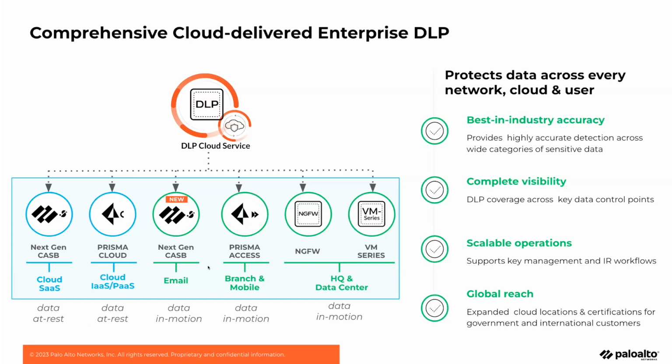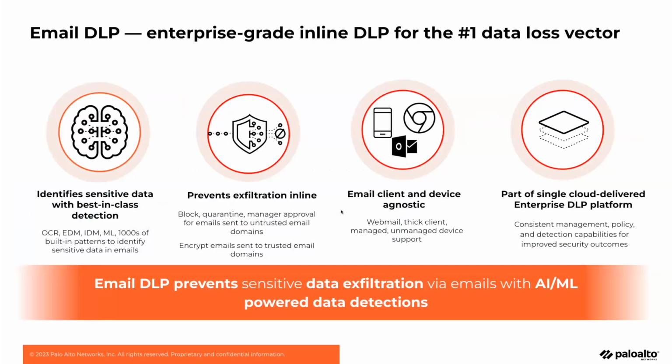Now, Palo Alto's strategy is to deliver a comprehensive cloud-delivered enterprise DLP that has the best in industry accuracy, has coverage for all the various control points, if you will, including data at rest through cloud, data in motion through your Prisma Access, NGFW VM series, and last but not the least, the most recent one, which is inline protection for outbound email.